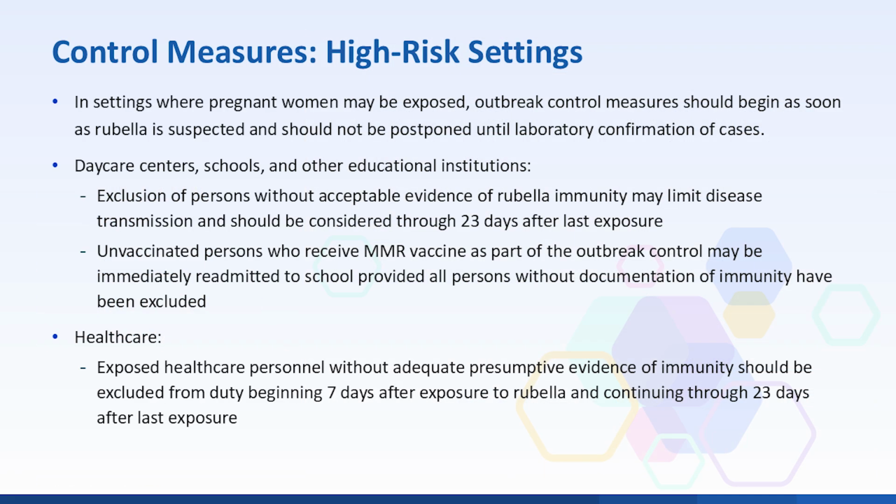In settings where pregnant women may be exposed, outbreak control measures should begin as soon as rubella is suspected and should not be postponed until laboratory confirmation of cases. In other high-risk settings, control measures should be implemented as soon as one case of rubella is confirmed in a community. In schools and other educational institutions, exclusion should be considered for all persons who do not have evidence of immunity. Unvaccinated persons who receive MMR vaccine as a part of the outbreak control may be immediately readmitted to school, provided all persons without documentation of immunity have been excluded.